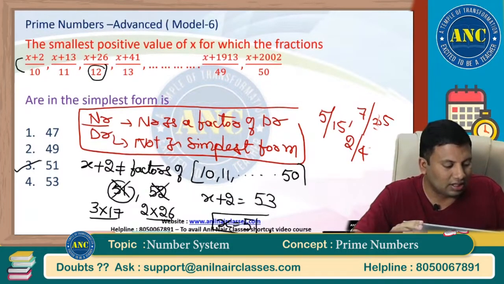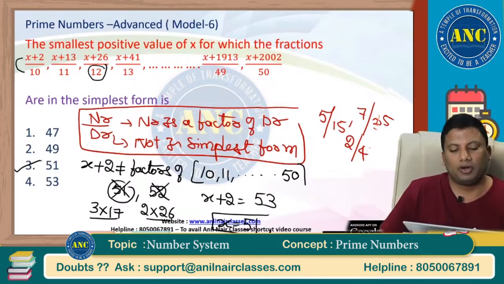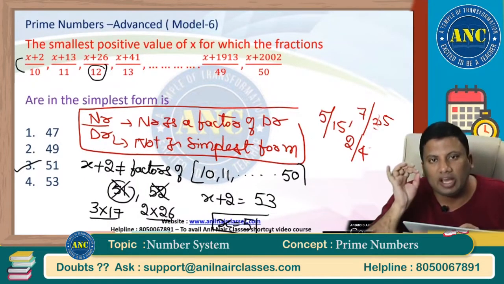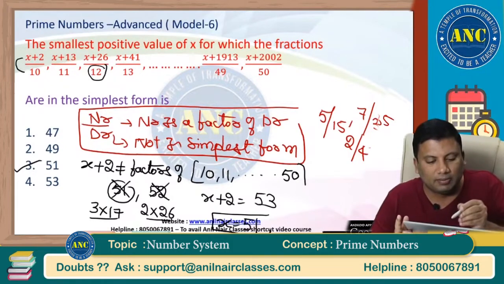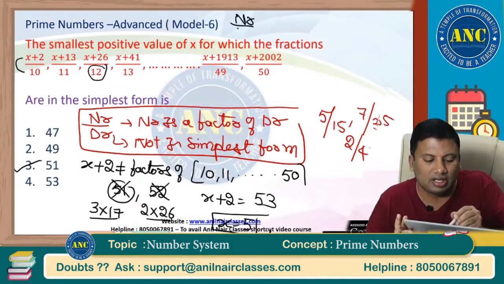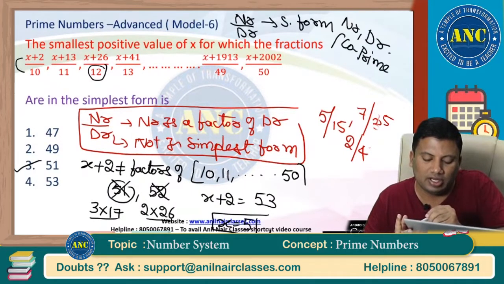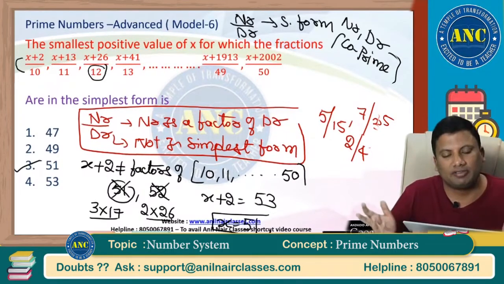X is nothing but 51. It is the smallest positive value for which the fractions are in their simplest form. A fraction is said to be in its simplest form only when the numerator and denominator are co-prime to each other. If they are co-prime, then the fraction is in its simplest form, meaning the HCF of numerator and denominator is 1.